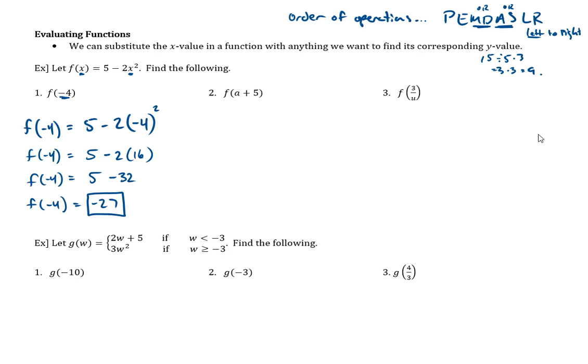Number 2, so often they're not going to just use regular old numbers. Here we have f of a plus 5. Okay, so that means I'm changing the x's that I see into a plus 5. So looking at my equation above, 5 minus 2, and then change the x into a plus 5. And then it's still being squared. So remember to use parentheses, and notice everything stayed the same. I just changed the x into a plus 5.